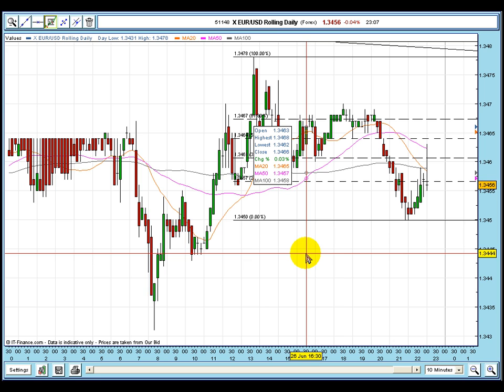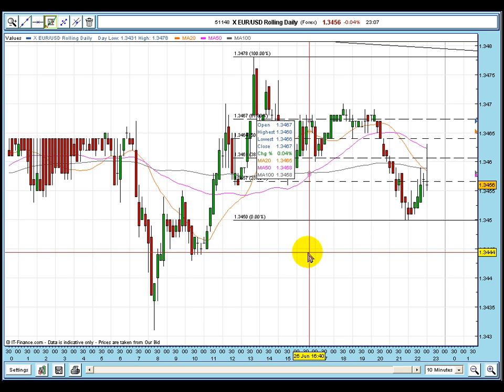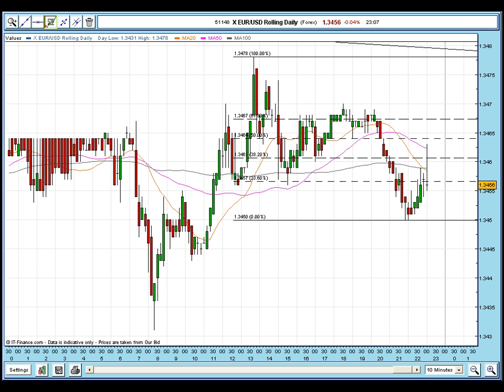It just dropped straight back to where it was, so a bit of uncertainty at the moment. This is exactly where you have to wait and see what happens. The patient one will be the winner at the end of the day.